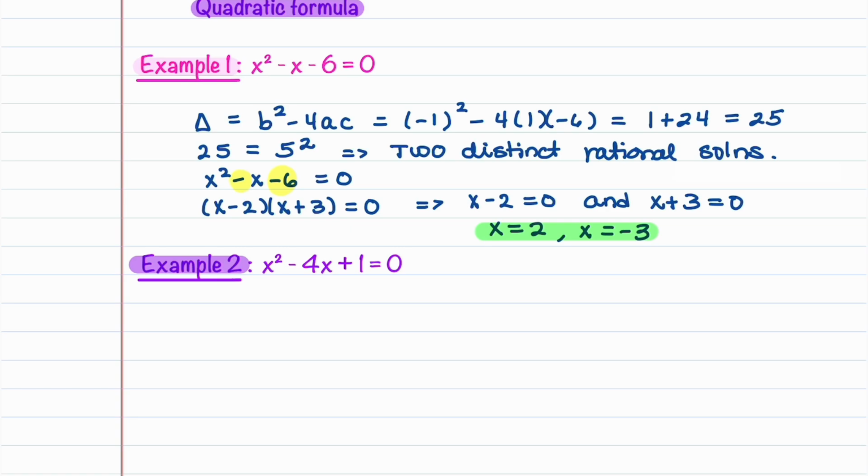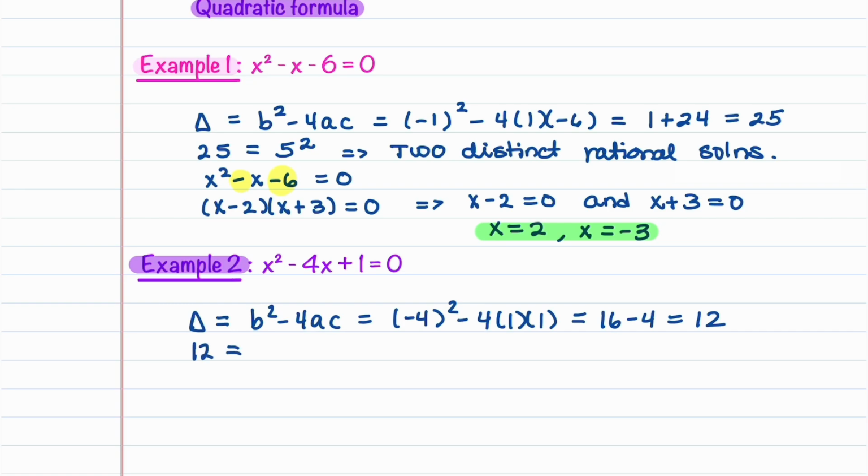We'll begin this one just like we did example 1, and we're going to calculate the discriminant. Our discriminant is equal to b squared minus 4ac, and that's going to be -4 quantity squared minus 4 times 1 times 1. Let's go ahead and simplify this. This is 16 minus 4, which is equal to 12.